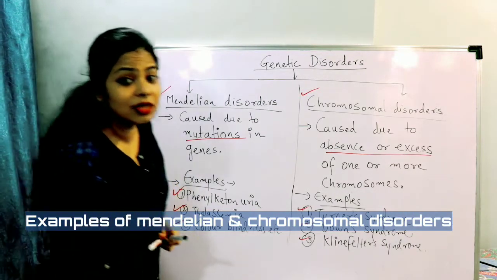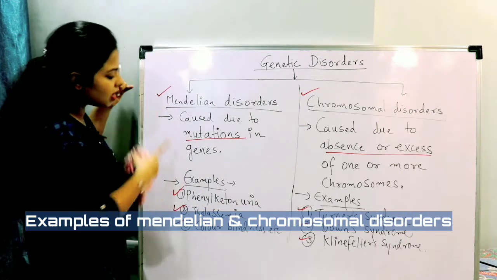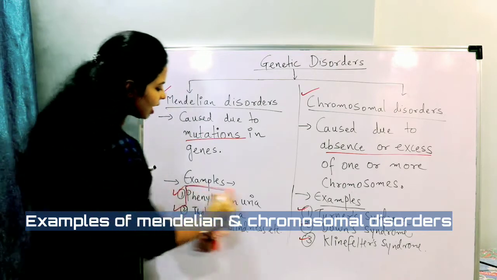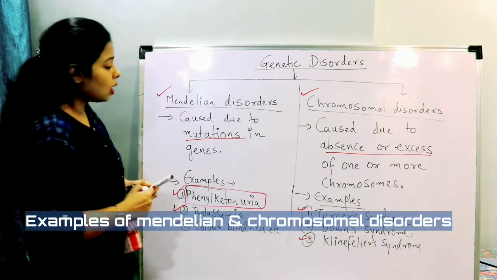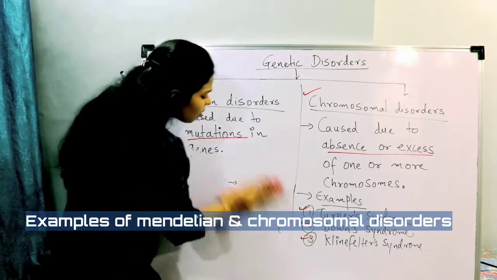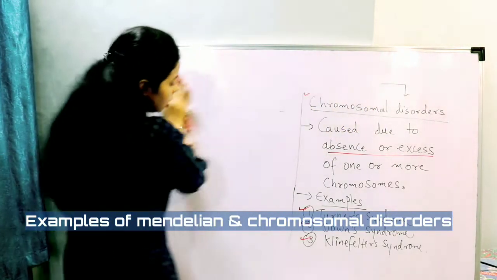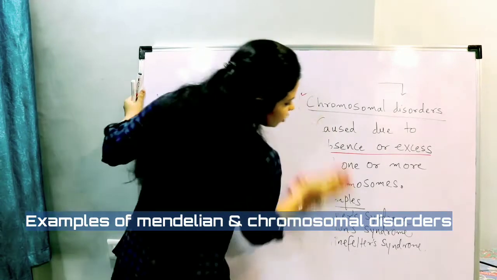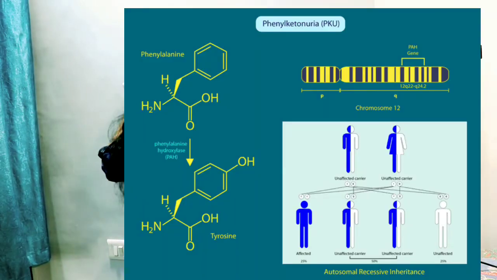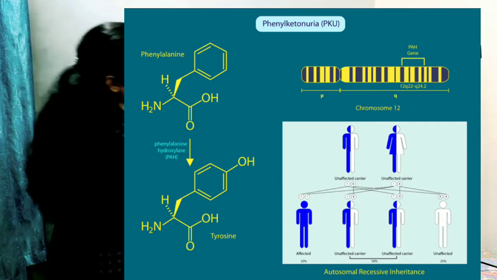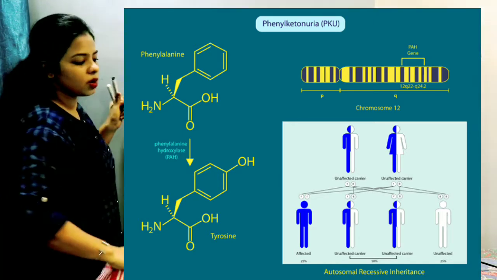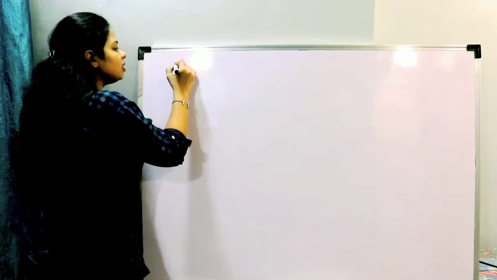Now let's start with the first Mendelian disorder, that is phenylketonuria, in detail. Phenylketonuria is basically caused due to mutations in genes. Now let's see which gene is causing this disorder and on which chromosome it is located, that also we are going to see. So let's start with it.